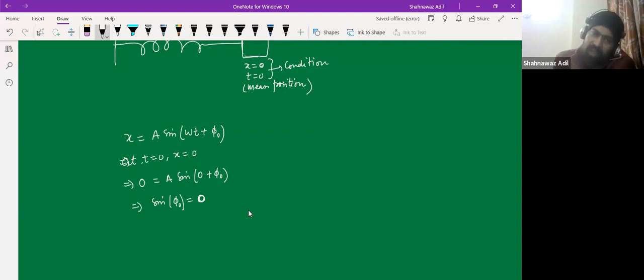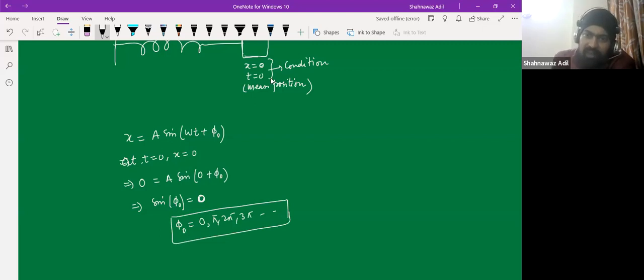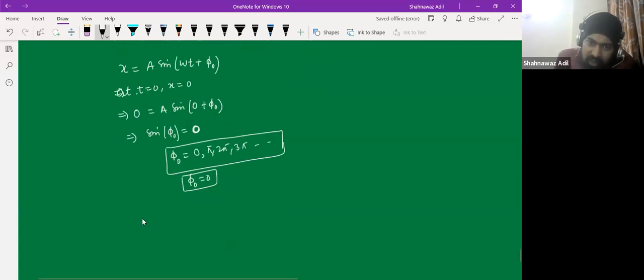Yes. What is the angle at which this phi naught is 0? That would be 0, pi, 2 pi, 3 pi, and so on. So these are the values of phi naught if the object is starting from the mean position. So let's take that phi naught is 0, then this function would become what? This function would become a sine omega t.